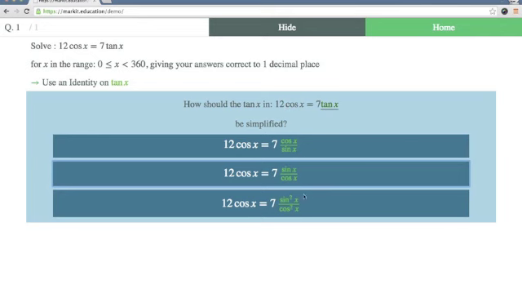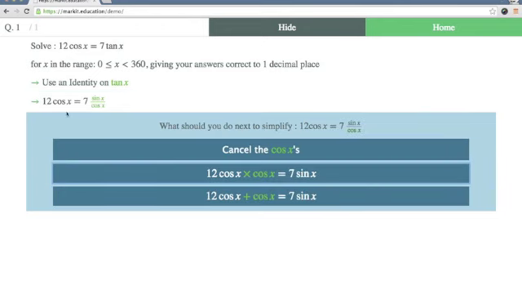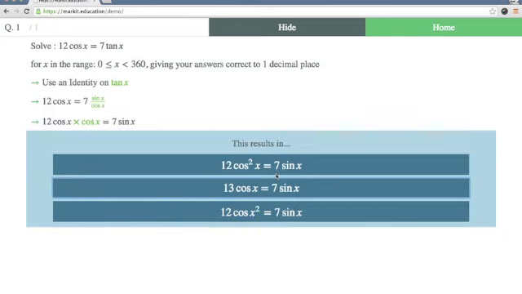And again, these are typical mistakes that I've seen used in examiners' reports, and my own students have made these mistakes. So the correct option is this one. Again, it's appeared in the past, and then it wants me to simplify this expression by moving the cos x, and this is the correct answer.